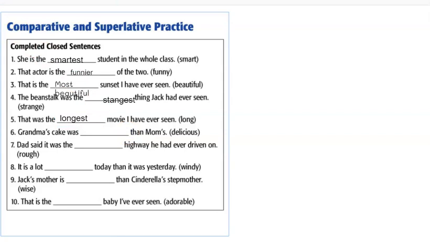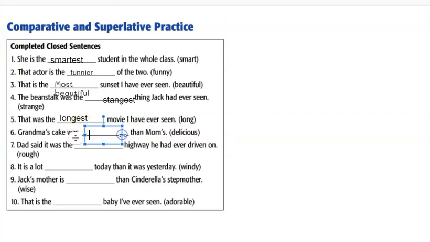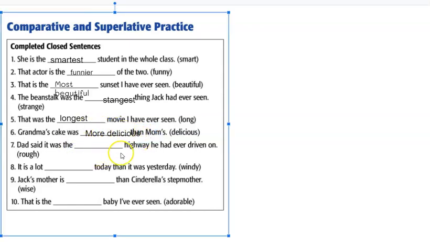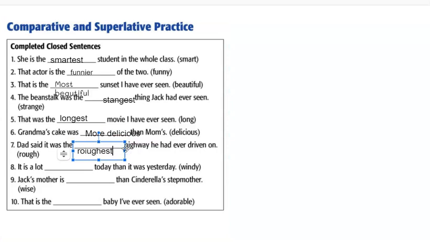That would be longest. Grandma's cake was blank delicious than mom. So I've got the word than, which means I'm comparing two things. It was more delicious than mom's. Well, it was grandma's, so she's entitled to that. She probably taught mom how to make it. So it was more delicious. Dad said it was the blank highway he had ever driven on. Rougher highway he had driven on? Well, ever. So it'd be the roughest. Did you guess correct? Oh, my spelling is wrong, but that's okay because I can fix it.